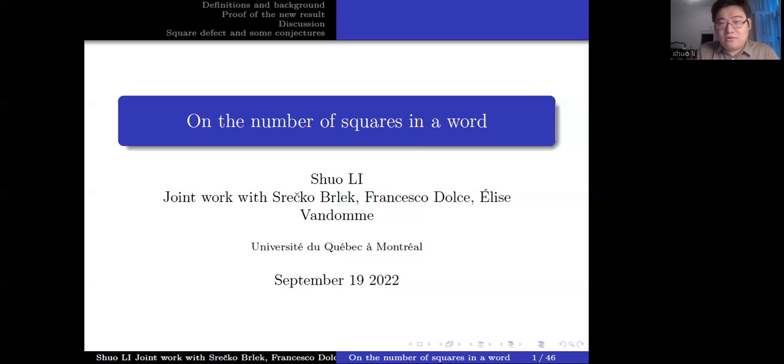Hello, everyone. So as introduced by Najat, the topic of today is about counting the number of squares in a word. It is joint work with Sandra Brelek, Francisco Dawes, and Alice Vandal.